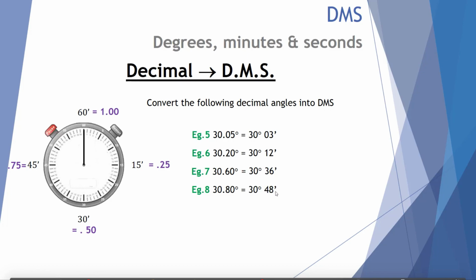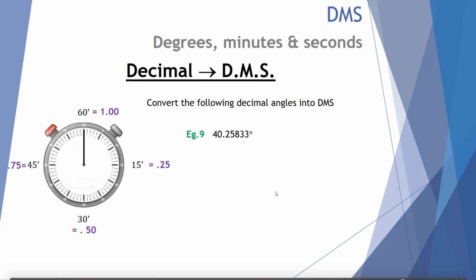Finally, let's look at some more challenging examples. My final set of examples. How about something as ridiculous as 40.25833 degrees? Let's try this. Well, it's going to be 40, and then I've got 0.25833 left over. I times that by 60, and that comes out to 15.4998. So that gives me 40 degrees, 15.4998 minutes.